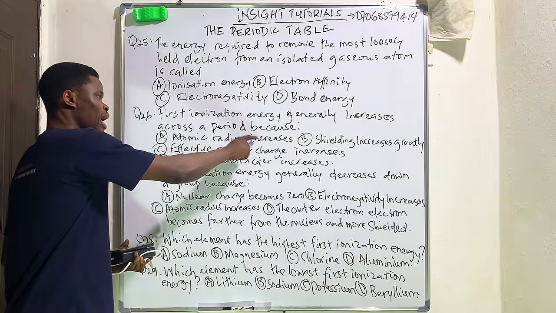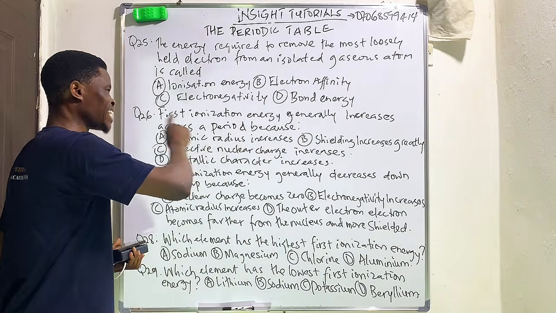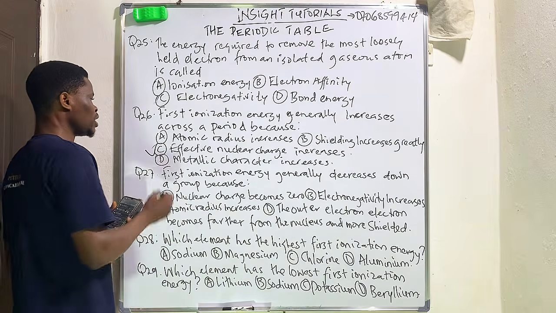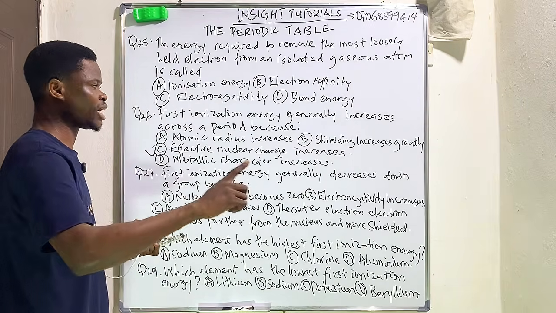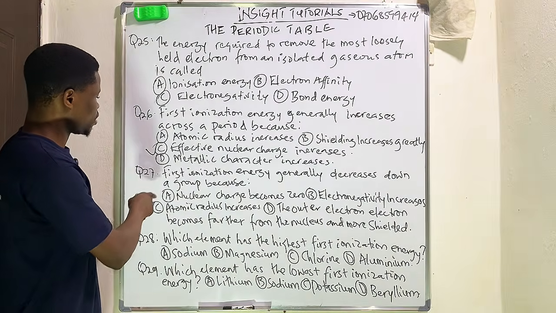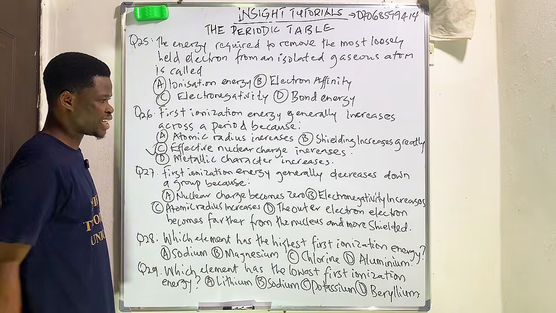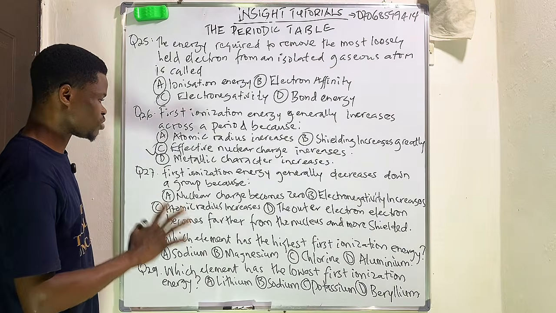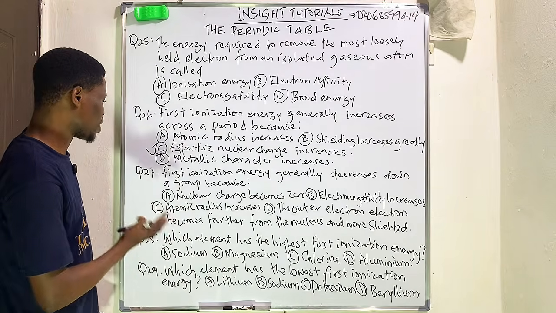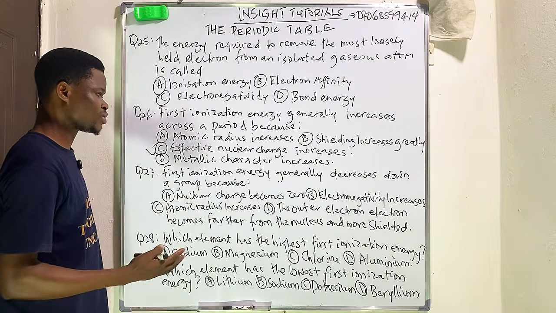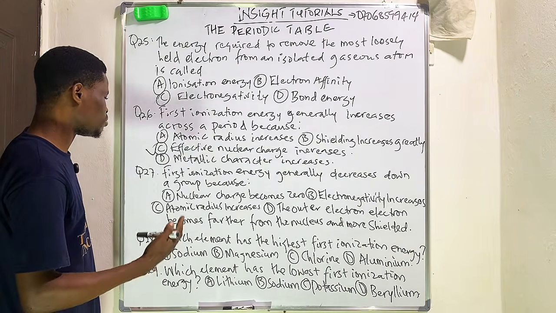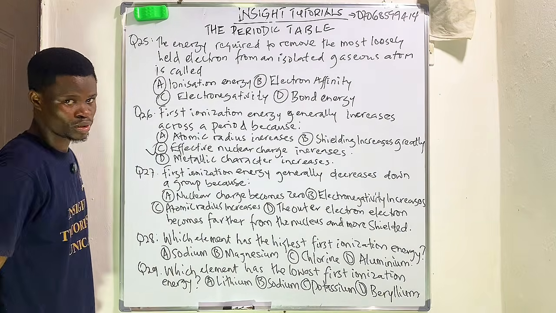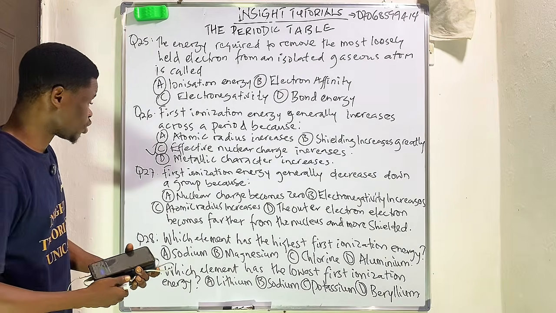Yes, first ionization energy generally increases across a period, because the only thing that is true here is that the effective nuclear charge actually increases across a period. Question 27 says first ionization energy generally decreases down the group because: A, nuclear charge becomes 0; B, electronegativity increases; C, atomic radius increases; D, the outer electron becomes farther from the nucleus and more shielded. What do you think is the right option?